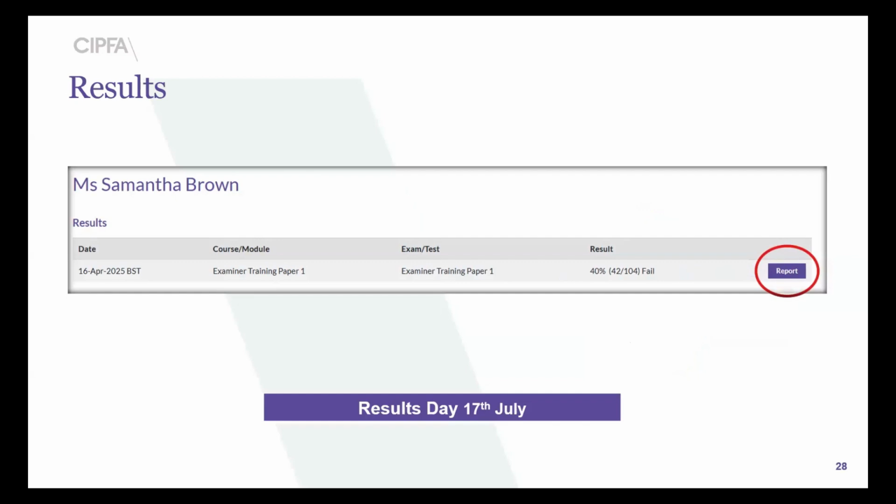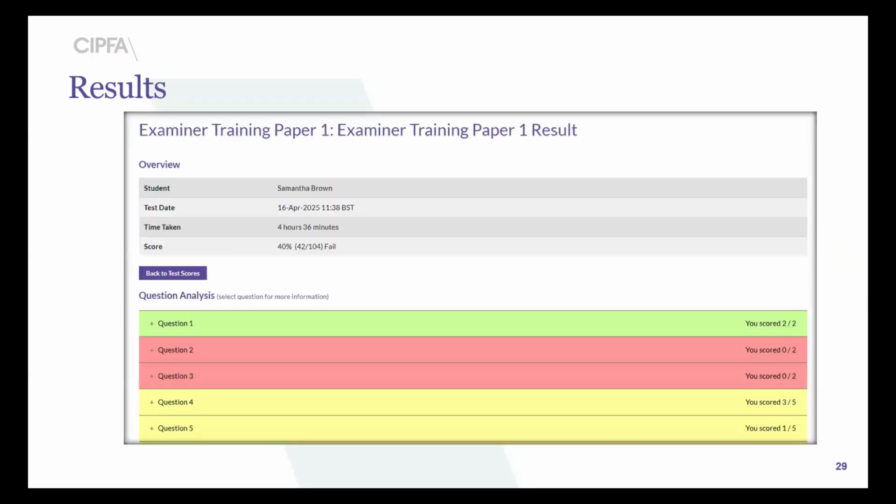Now, if you want to have a breakdown of your exam, to see the questions and the answers and the model answers, you can click on the report button on the right-hand side. Here you'll see how you scored on each question. A question in green means you scored maximum marks. A red question means you scored no marks. And a yellow question means you scored some marks. Once you've seen that, if you want to break it down and have a look at the question itself, you can click anywhere within the question tab.